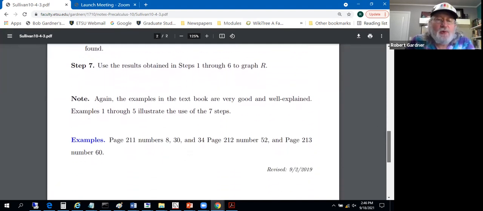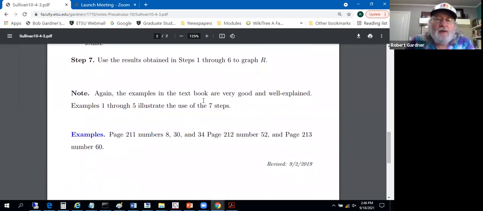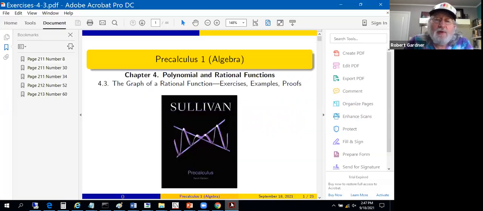Let me try to sell you on the book one more time. There's a bunch of good examples in the book, examples 1 through 5. They go through all 7 of these steps, very step-by-step procedure. So I refer you to those, as well as we'll go through and work about 5 examples as well.